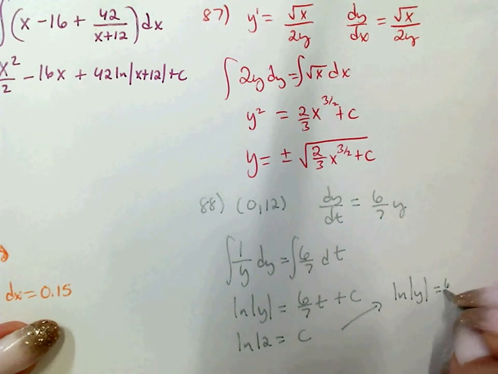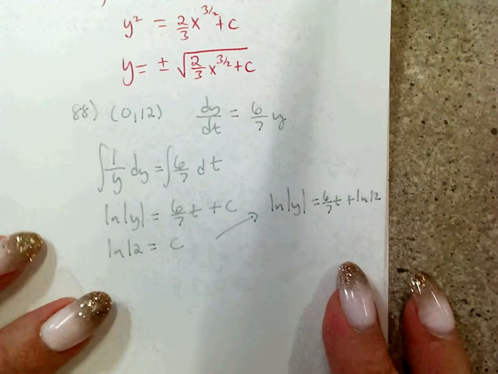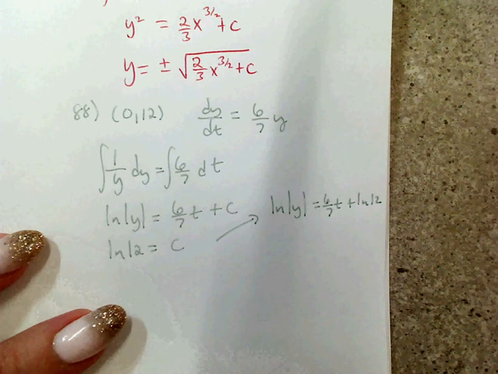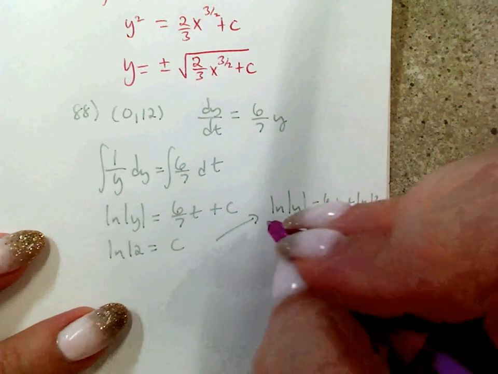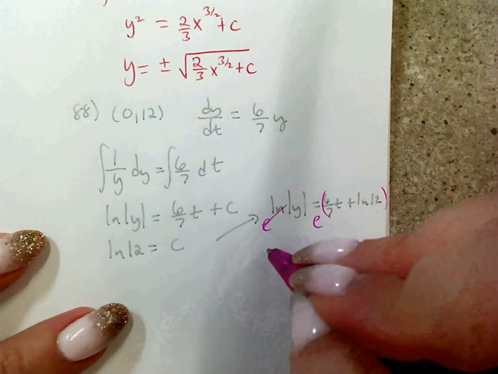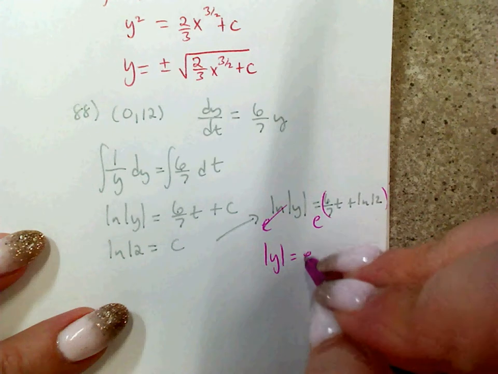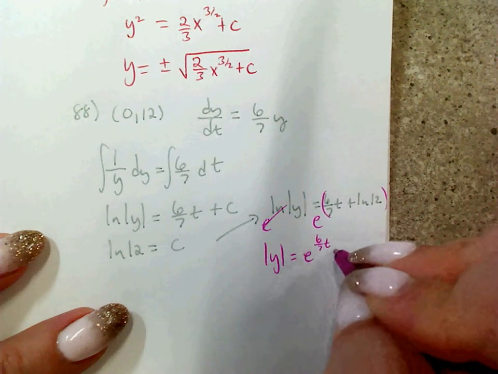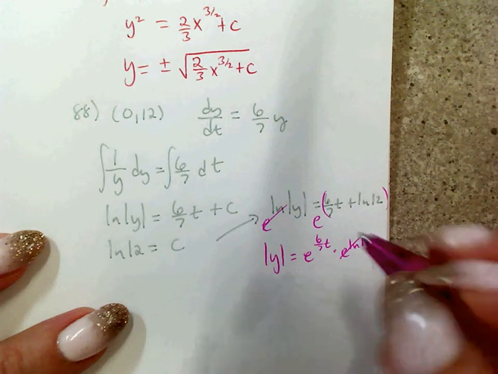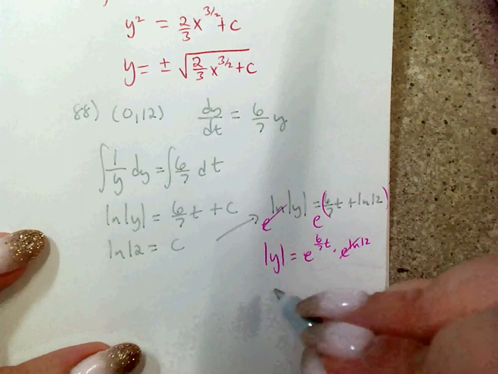Now, from here I'm trying to solve for y. So what we're going to do is raise both sides to the power of e. But then I remember that the absolute value bars are still there. And this right here can be split up as e to the 6/7 t times e to the natural log of 12, which simplifies down to just 12. So this is the absolute value of y equals 12 e to the 6/7 t.